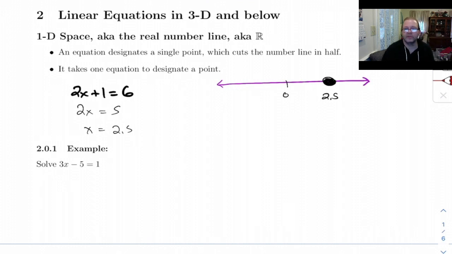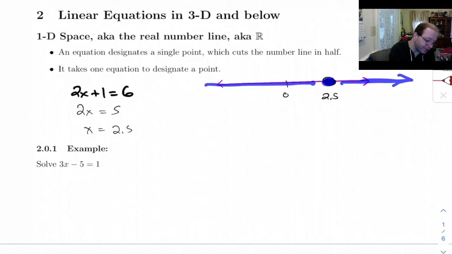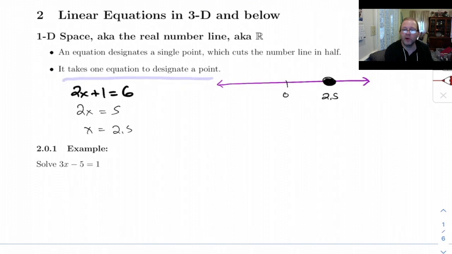Now you might say, this looks like intro algebra. Well, the point I want to make is that we're looking in a one-dimensional space, and a single equation designates a single point here. That single equation gives us enough to cut the line in half, with this half on this side and this half on this side. And also, it takes one equation to designate a point.